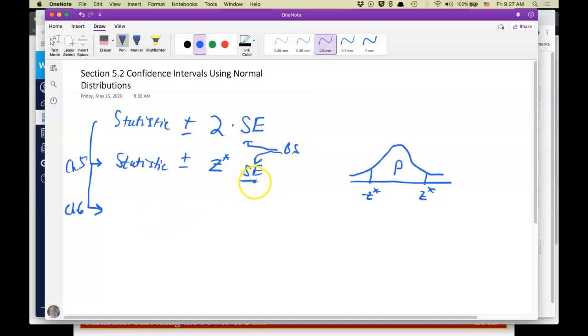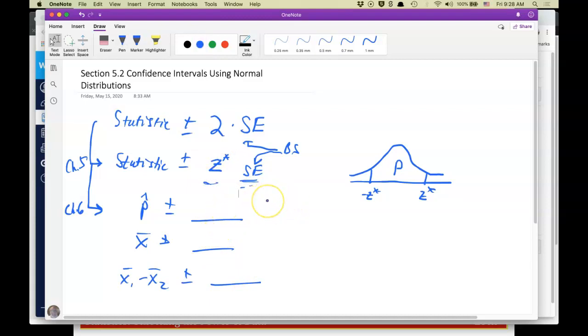So we're going to admit that that procedure might not quite fit as we move on to the more classical case, where we have a series of intervals such as p hat plus or minus something, and x bar plus or minus something, and maybe even something like x bar 1 minus x bar 2 plus or minus something. And we'll see what the pieces should be in those particular cases. All right, and that'll lead us into the formula-based classical approaches. So let's get started with the work for today.